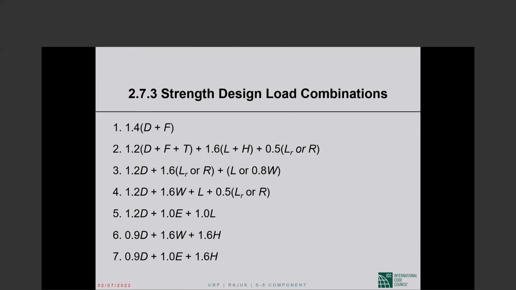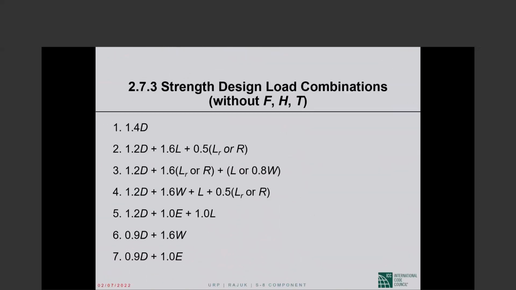Okay, the strength design load combinations I discussed at length. One of these days, the days have gotten mixed up. These are the strength design load combinations of ASCE 7-05 and BNBC 2020. These are the same load combinations where we have eliminated the F, the fluid pressure, the horizontal earth pressure H, and the temperature effect T. So these are the strength design load combinations of the code.